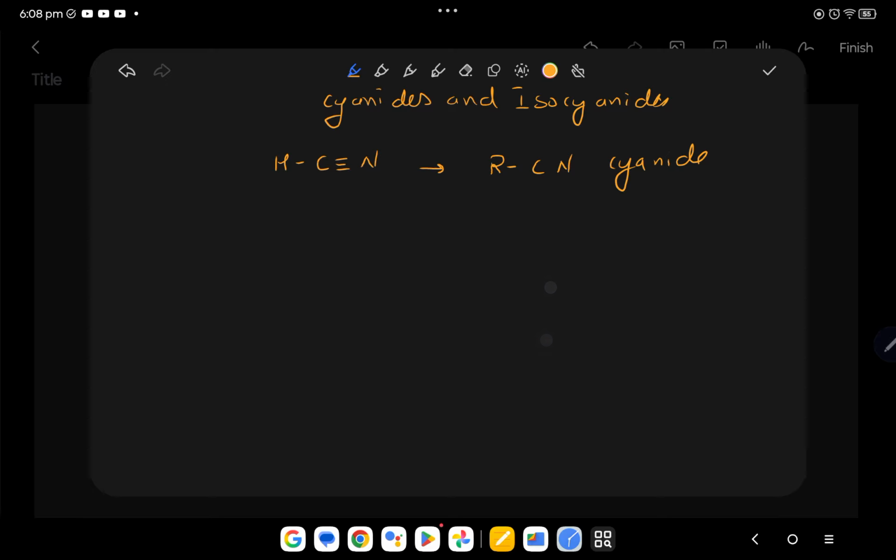In the cyanide, if you observe, RC triple bond N is there, where one is the sigma bond and two are pi bonds. Isocyanide will be RN double bond C, where one is a coordinate bond.